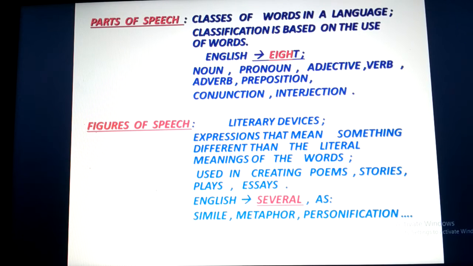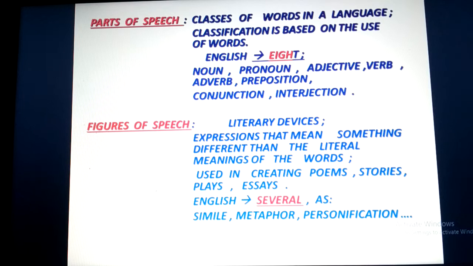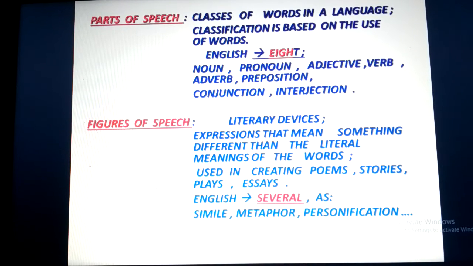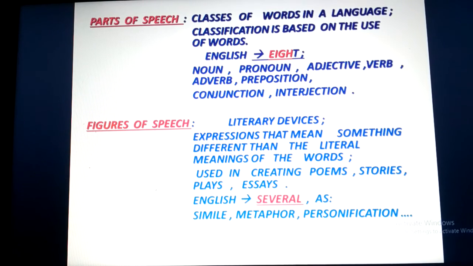Figures of speech are quite different from the parts of speech. Don't be mistaken. Parts of speech are those that you've learned as the categorization of words in English grammar. There are 8 parts of speech in English, namely noun, pronoun, adjective, verb, adverb, preposition, conjunction, and interjection.